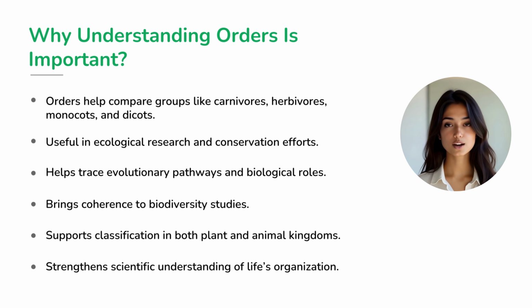When we classify organisms into orders like Carnivora or Polymoniales, we aren't just labeling them. We are uncovering deep evolutionary links that help us understand how life is organized, how it evolved, and how to preserve its richness.